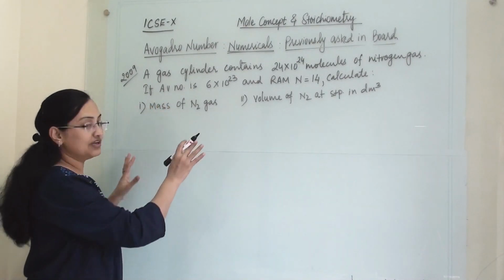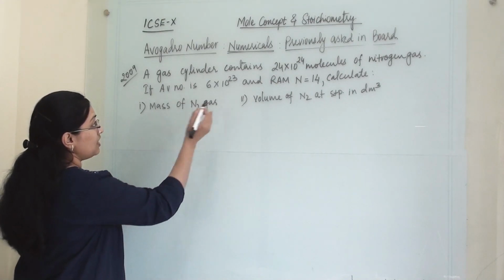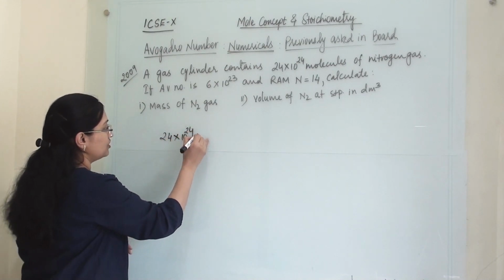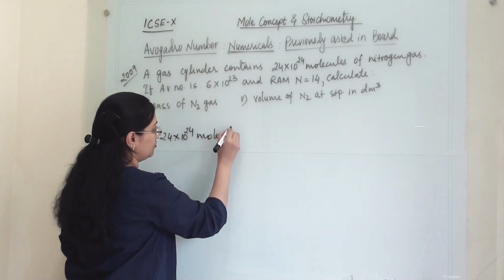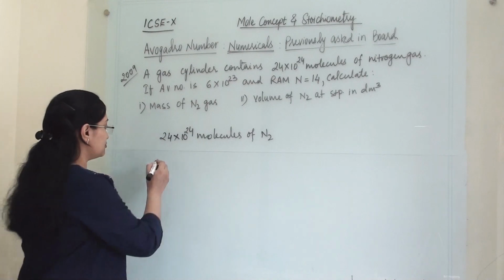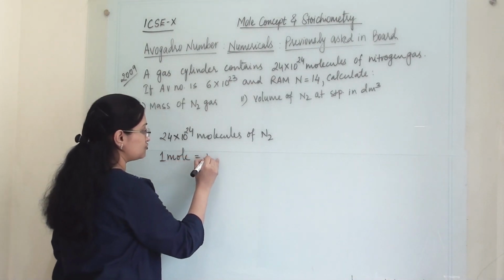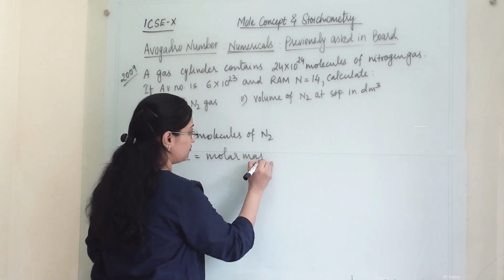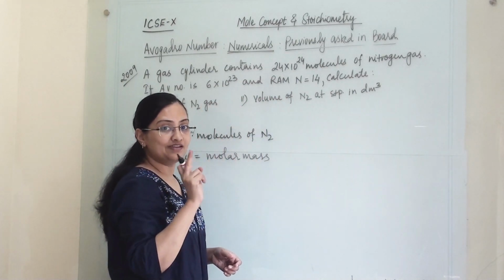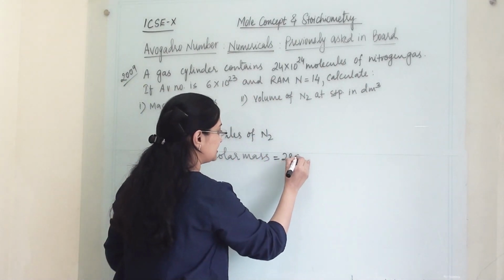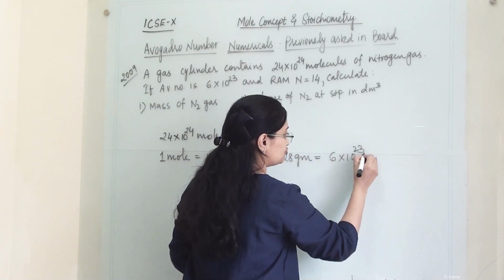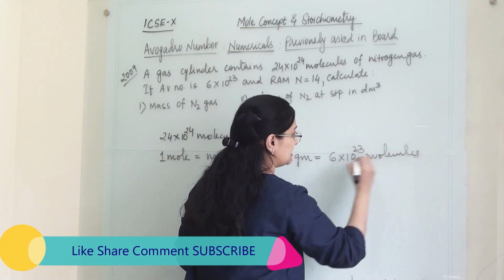So first let us see what information we have. Here, how many molecules are there? 24 into 10 raised to 24 molecules of nitrogen gas we have. Now what is our Avogadro's law? 1 mole equals molar mass. And what will be the molar mass here? Atomic weight is 14. So nitrogen gas is N2 and its molar mass is 28 gram, equals how many molecules? 6 into 10 raised to 23 molecules will be there.